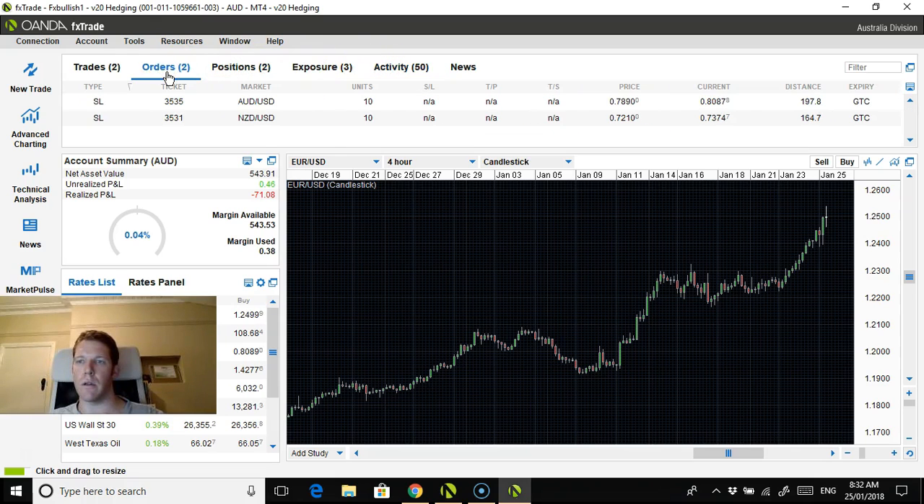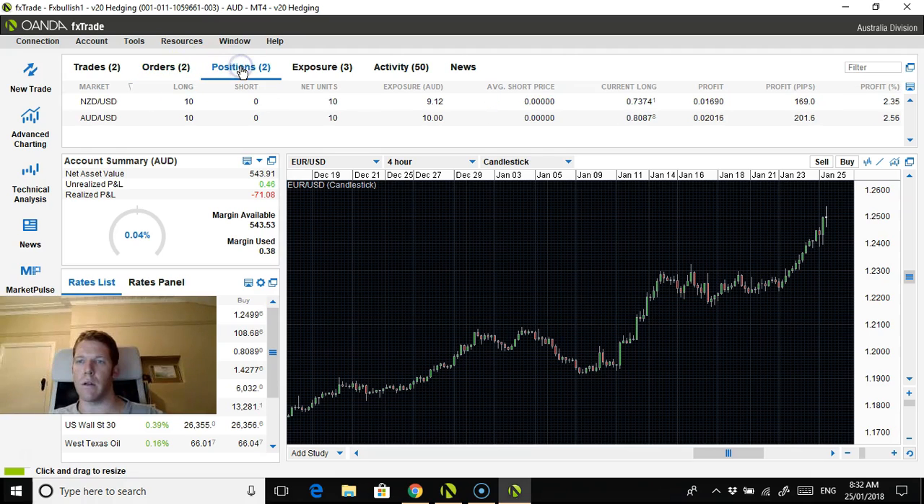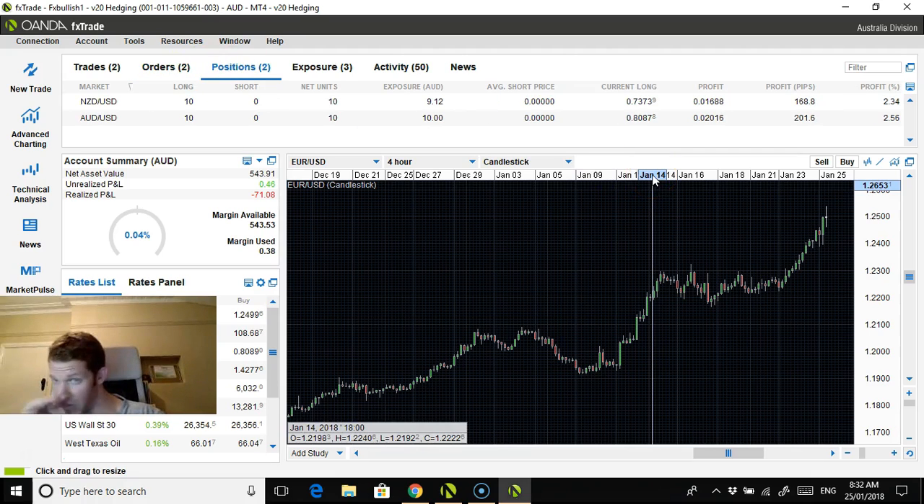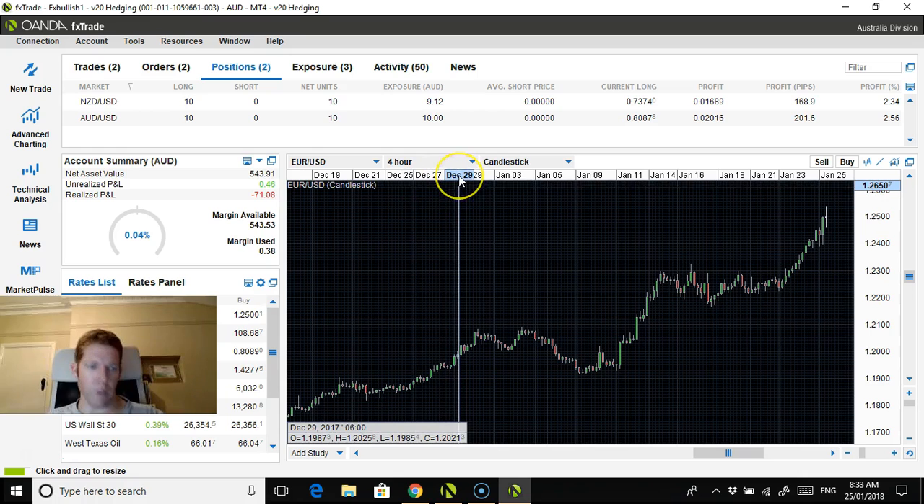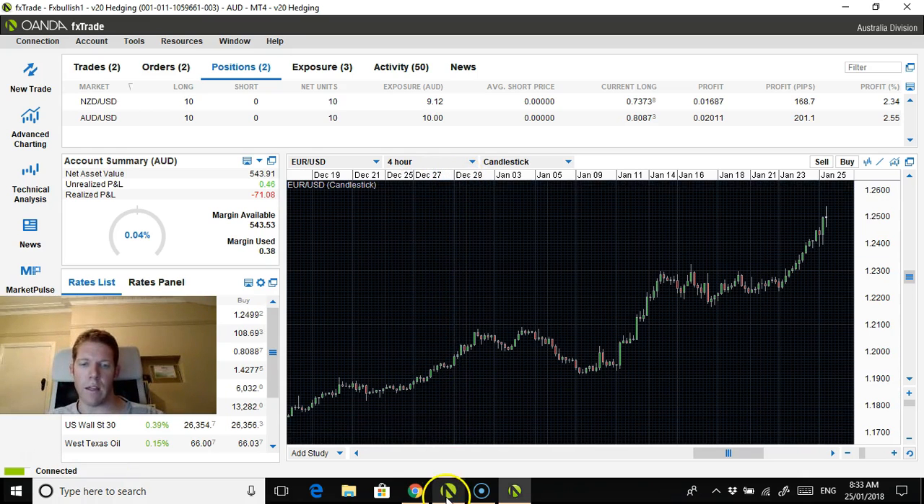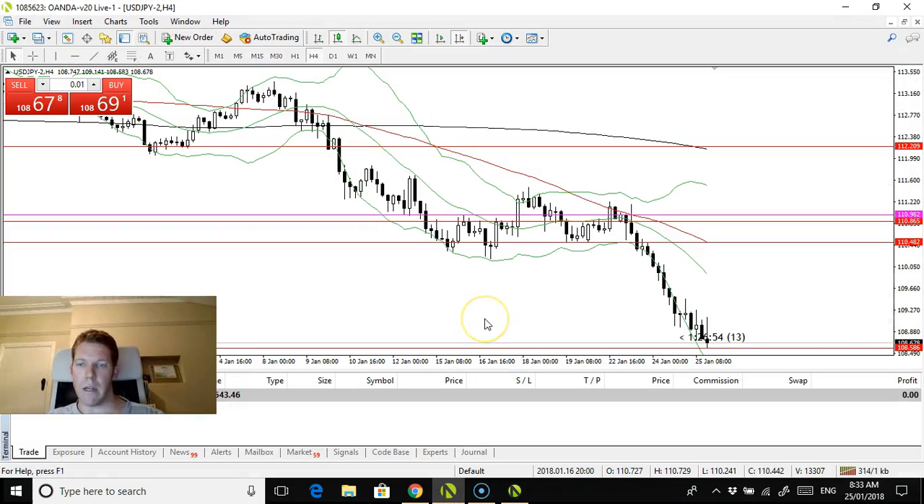There's the pips, so quite a lot. So those are the positions, guys. No active trades or pending orders. USD yen definitely a sell trade, but for me, risk to reward is just not good enough.